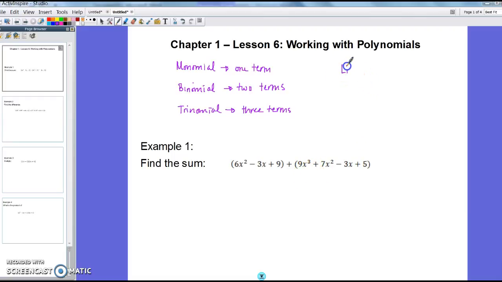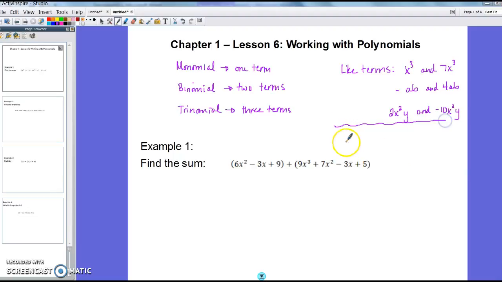So remember, like terms are terms that have the same variable with the same exponent. So for example, x cubed and 7x cubed would be like terms, or negative ab and 4ab would be like terms. 2x squared y and negative 10x squared y, right? Those are all like terms because the variables also have the same exponents.